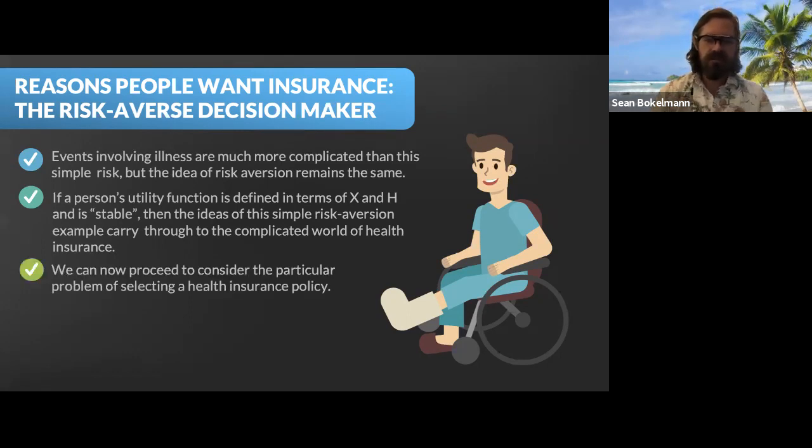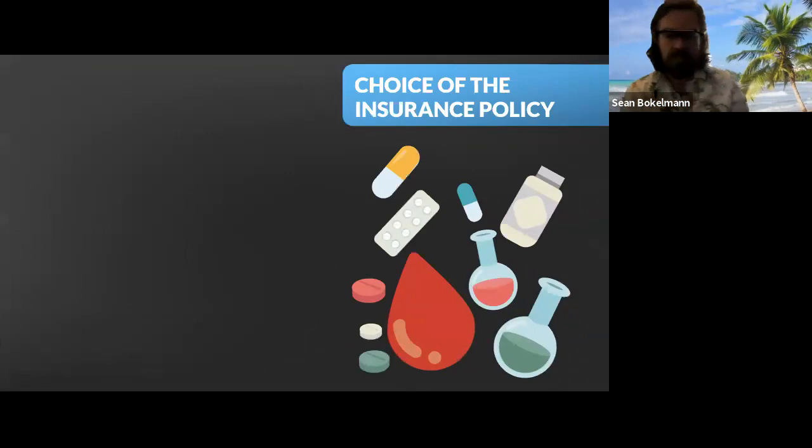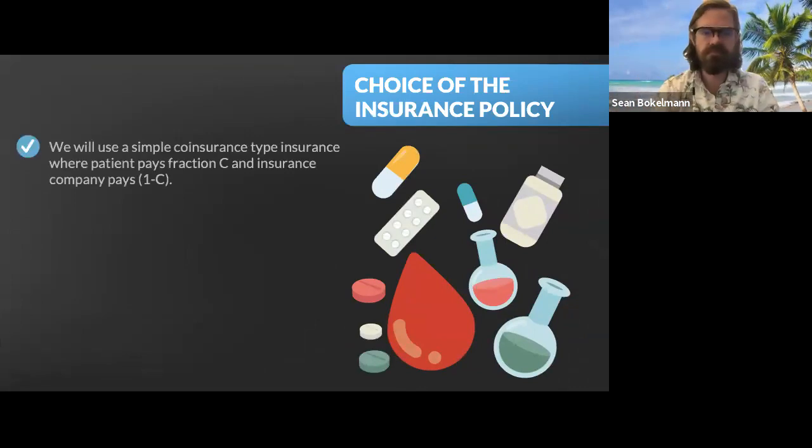Okay. All right. So now that we understand this idea of risk aversion, we can start to move towards the problem of how a person selects a particular health insurance policy. To start this discussion, we're going to assume a very simple co-insurance type of insurance where the patient pays a fraction C and the insurance company pays the remaining fraction.